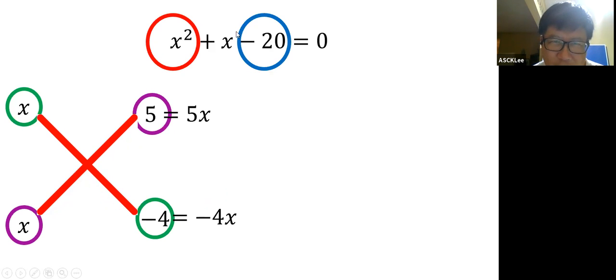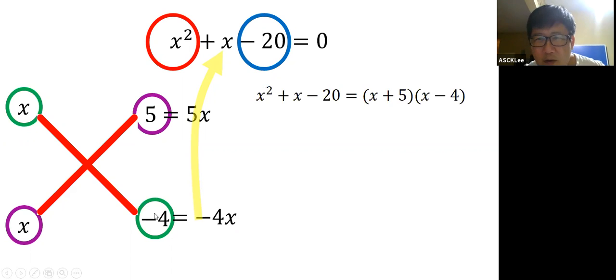And now we have to check with the middle number here. So how do we check? We just total this up. 5x plus minus 4x is indeed x. So it tells us that we have a match. We've hit the jackpot, and our factors are x plus 5 and x minus 4. One factor is x plus 5, the other factor is x minus 4. So that's what we write out: x squared plus x minus 20 equals x plus 5 times x minus 4.